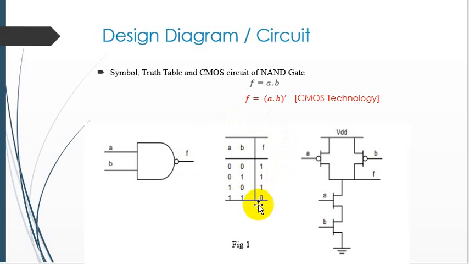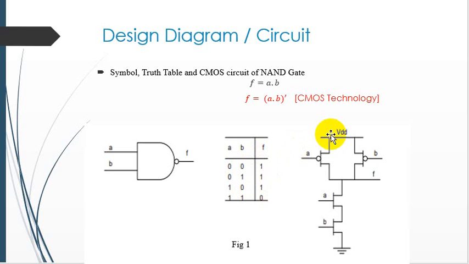The truth table of the NAND gate is represented here, in which it's very clear that the output will be 0 when both the inputs of the NAND gate are at logic level 1, or at high level. The rest of the inputs give the output 1.